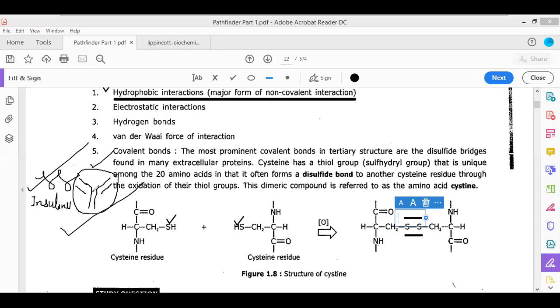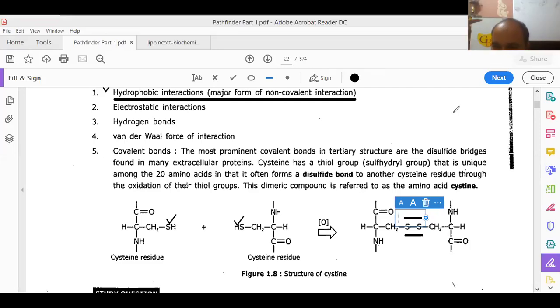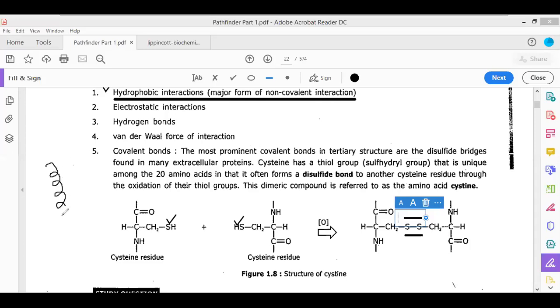So every protein which is ultimately forming its tertiary or quaternary structure will have a certain number of disulfide linkages present within itself. Now look at the hairs that you have over your head, not on my head, on your head. Okay, I'm just closing the video camera. So I'm not talking about my head. Look at the hairs which are present on your head. If the hairs are curly in nature, that means your hairs have disulfide linkages present within themselves.